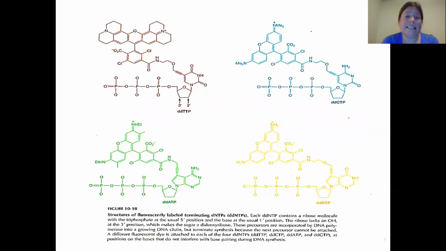These are the ddNTPs that we're using. I find it sort of amazing that DNA polymerase can incorporate these as if they were regular nucleotides, but apparently there's not steric hindrance from the fluorescent tags. Sort of blows my mind, but what do I know?